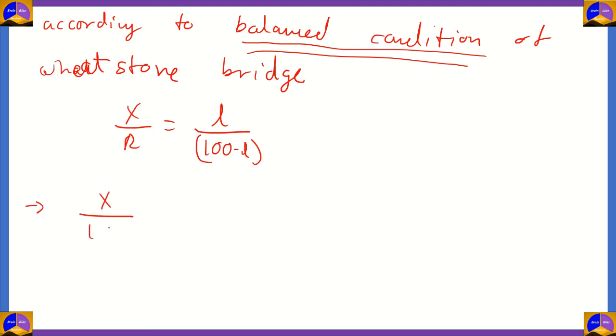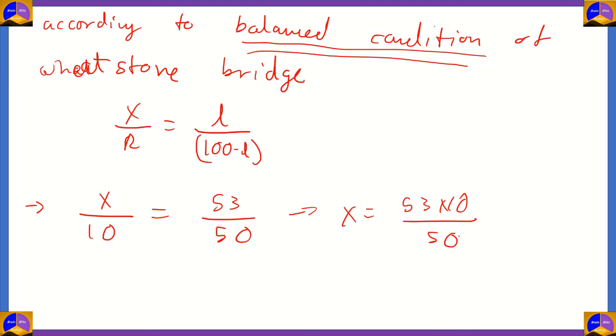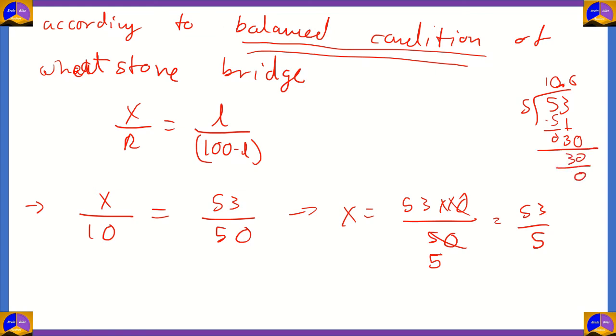Let's apply the values. X divided by 10 gives you 53 divided by 50. So therefore, you'll get X equals 53 times 10 divided by 50. So 10 goes into 50 5 times. So you have 53 divided by 5 as the value of X. 5 goes into 5 once, so 5 minus 5 gives you 0. Then there's 3. Since 5 does not go into 3, you add a 0, and when you put a point, you get an extra 0, so that's 30. So 5 goes into 30 6 times, so 30 minus 30 gives you 0. So the value of X, that is the unknown resistance, is 10.6 ohms.